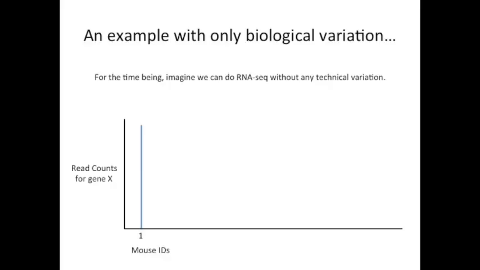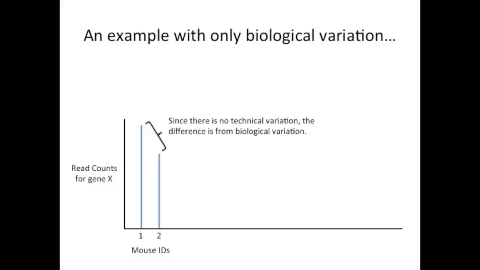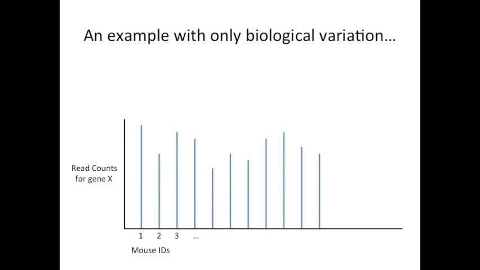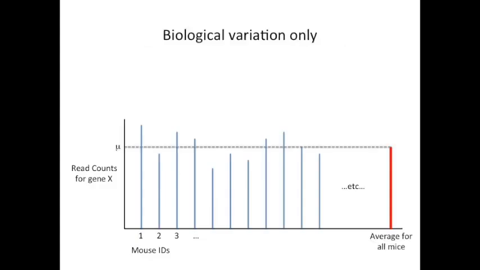Now we've plotted the read count for gene X for our first mouse. Now we've plotted the read counts for our second mouse. Since there is no technical variation, the difference in read counts is only from the biological variation between the two mice. Here are the read counts for a third mouse. And here are the read counts for a bunch of other mice, so many that we haven't even numbered them all.